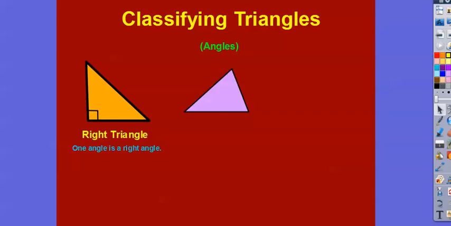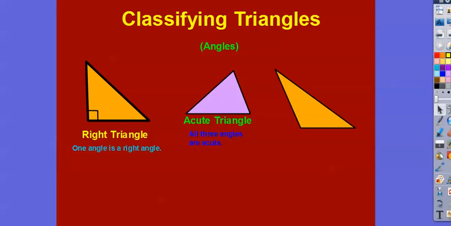The next one is, remember our discussion earlier today, looking at this angle, it's an acute angle, and this one's an acute angle, and this one's an acute angle. This is an acute triangle. And an acute triangle just means that all three of the angles are acute. And then our final one is an obtuse triangle. And an obtuse triangle just means that one of the angles is an obtuse angle.